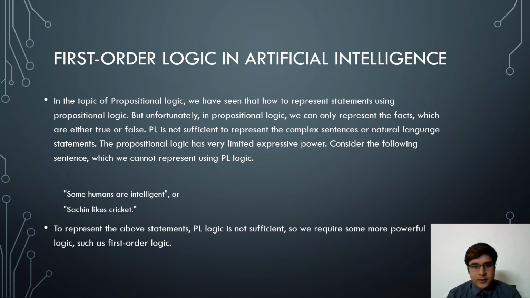Consider the following sentences which we cannot represent using propositional logic: some humans are intelligent, or Sachin likes cricket. So in these two sentences, we are referring to first order logic and not propositional logic. To represent the above statements, PL is not sufficient, so we require some more powerful logic such as first order logic.